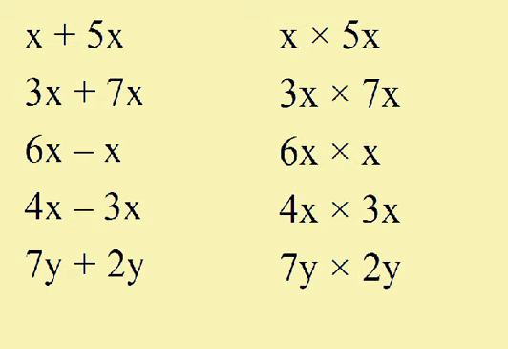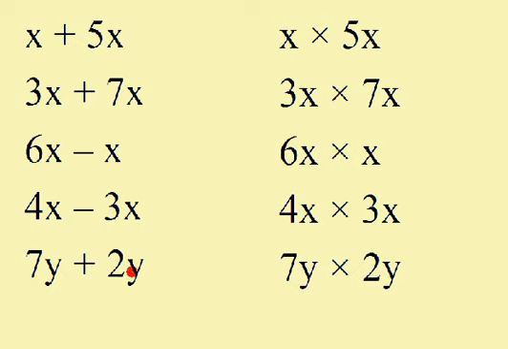With these questions, I'm going to go through very quickly without writing any answers down. I'm then going to stop and ask you to pause and write the answers down yourself, and you can then check them. So, x plus 5x is 1x add 5x, that would be 6x. 3x plus 7x would give me 10x. 6x minus x is 6x minus 1x, which would be 5x. 4x minus 3x would give me 1x. I don't need to write the 1, I can just write x.